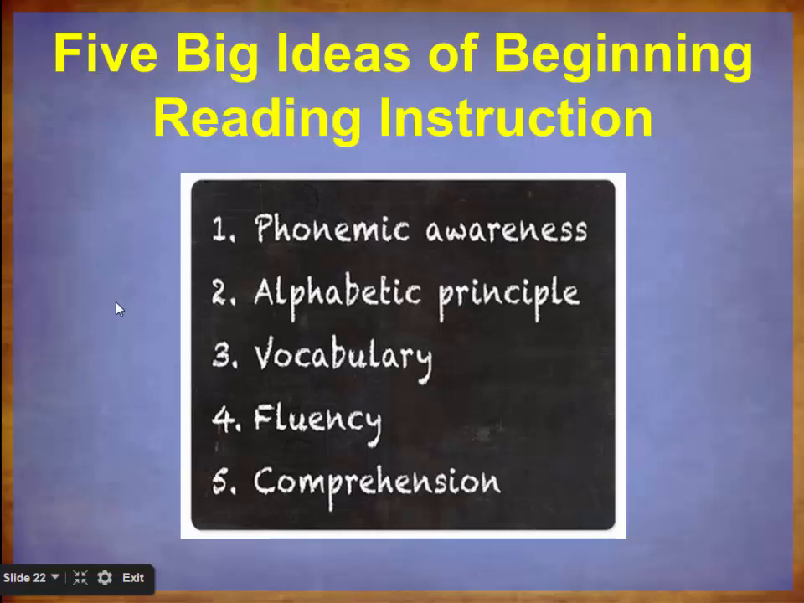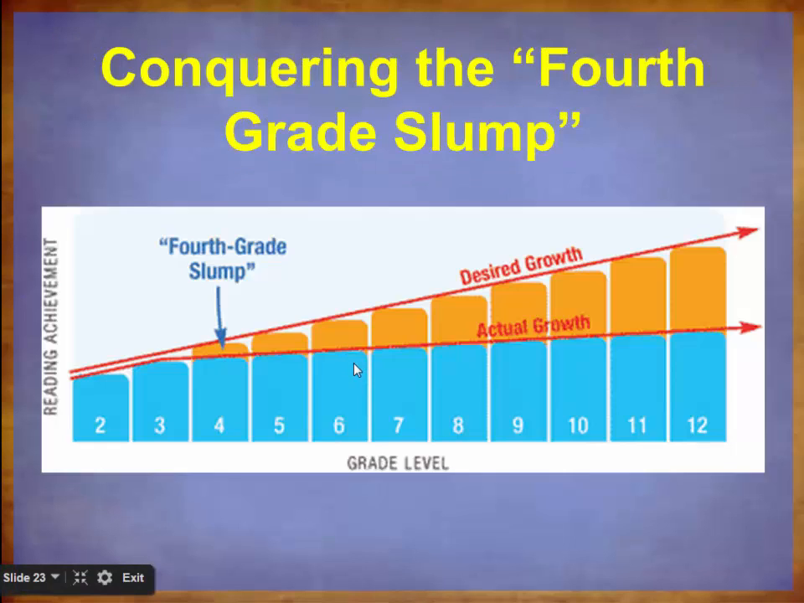During the primary grades, most American schools do a good job of teaching the 5 big ideas of beginning reading instruction. And those are phonemic awareness, alphabetic principle, vocabulary, fluency, and comprehension. Problems with reading proficiency start to appear at the 4th grade, particularly in low-income schools. Students in impoverished situations typically do not go home to households or communities where Tier 2 and Tier 3 vocabulary words are spoken on a regular basis.